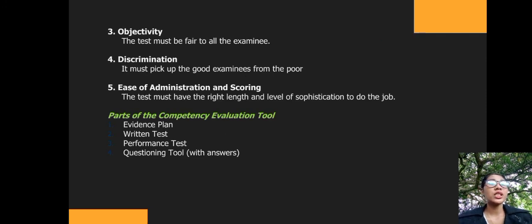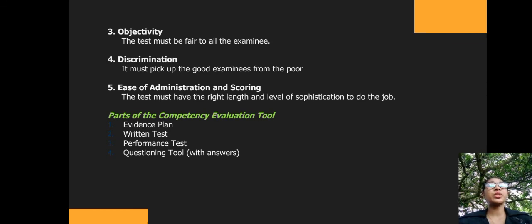Third, objectivity. The test must be fair to all the examinees. The next is discrimination. It must pick up the good examinees from the poor. Lastly, ease of administration and scoring. The test must have the right length and the level of sophistication to do the job. Then the parts of the competency evaluation tools are evidence plan, written test, performance test, and questioning tool with answer.